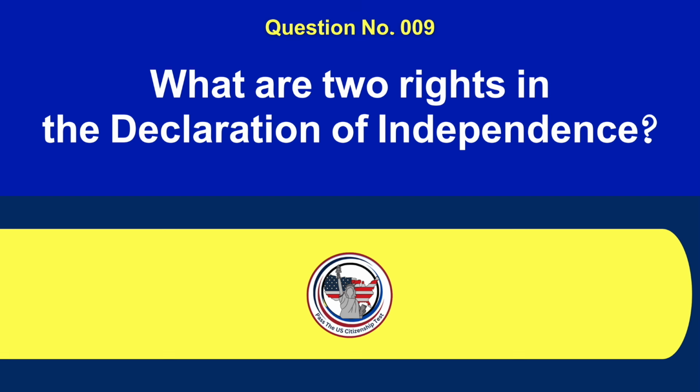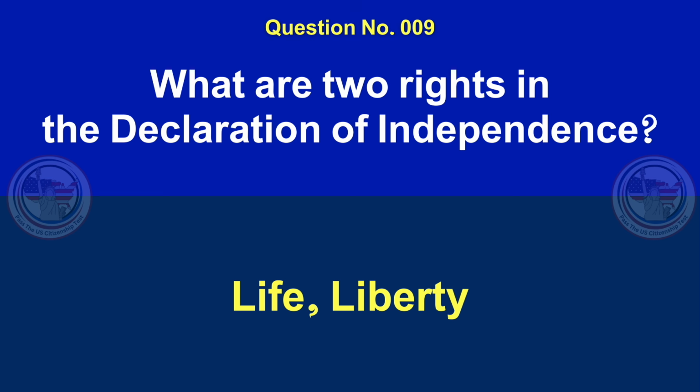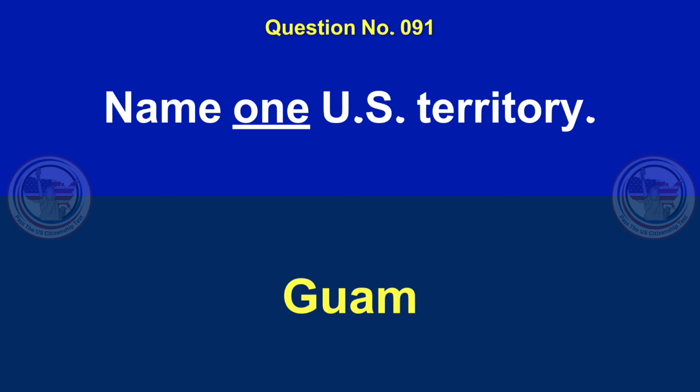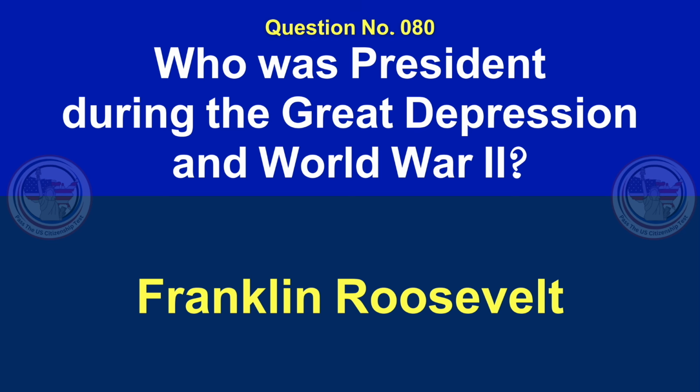What are two rights in the Declaration of Independence? Life, liberty. Name one U.S. territory. Guam. Who was president during the Great Depression and World War II? Franklin Roosevelt.